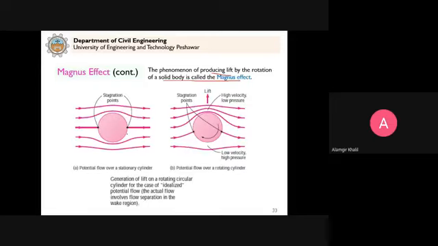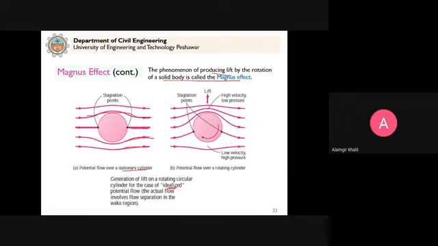So the phenomenon of producing lift by rotation of a solid body is called the Magnus effect. You can see here we are assuming idealized flow, no friction, so that's why there is no boundary layer separation. Idealized flow flowing past this stationary cylinder. So you see the streamlines, they follow like this. Now the fluid is ideal, so that's why the streamlines closely follow like this.